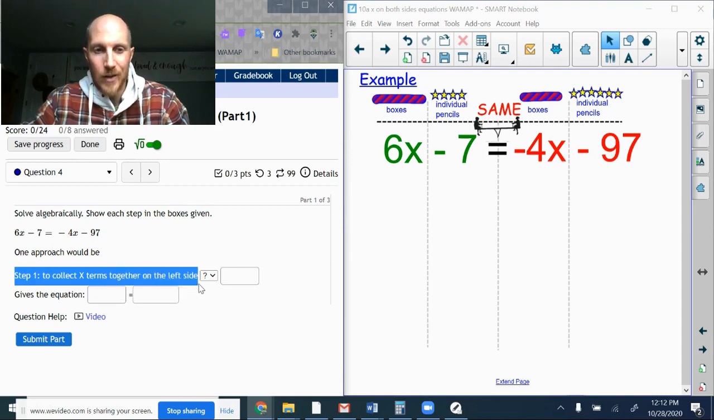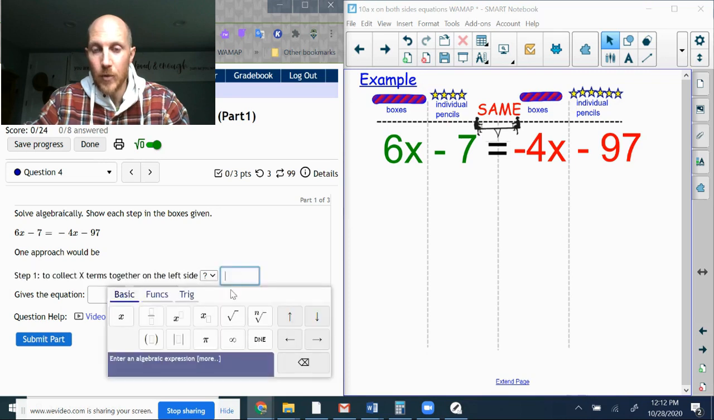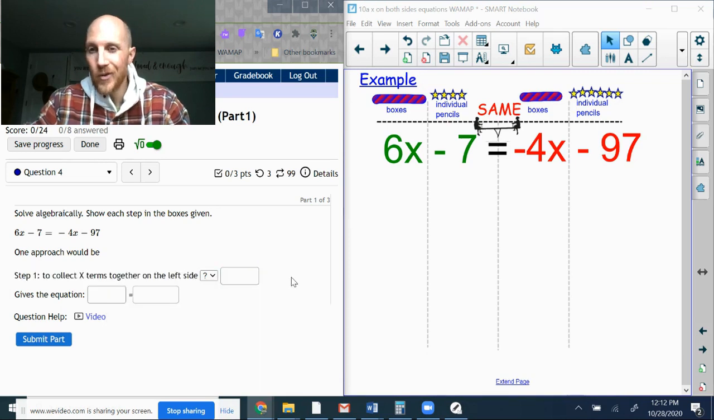Step one says to collect the x terms together on the left side. That will be the green side of my workspace. What would I need to do? And it asks me to show my steps. Okay, so is this the only possible method of solving? No, but this is what we're asked to do. So I'm going to move my x terms to the left-hand side.